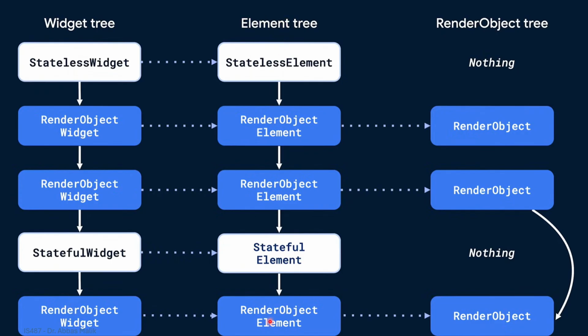We have an element in the element tree, but in the render object tree, we have only the render objects for all the visually visible widgets, and all the layout widgets do not have a render object. So these are three different trees which exist in our application.